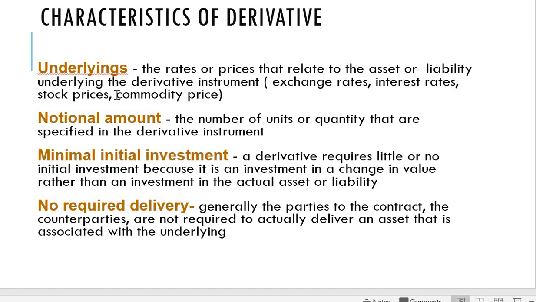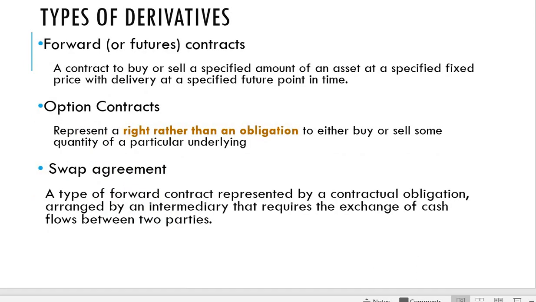Also, a derivative instrument does not require delivery. Generally, the parties to the contract, the counterparties, are not required to actually deliver an asset that is associated with the underlying. So what are the types of derivatives? The common types of derivatives are forward or future contracts, option contracts, and swap agreements. Let's discuss them one by one.